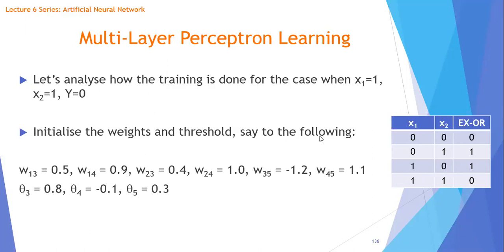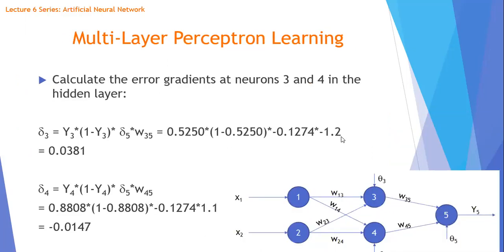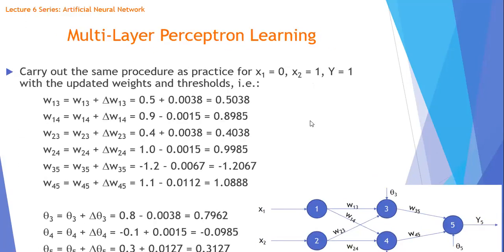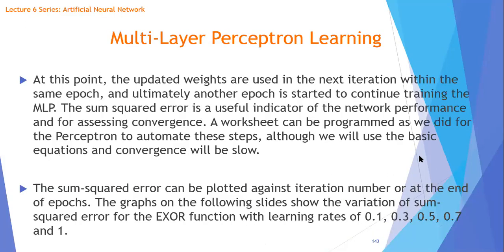So as an exercise, you can work this one out on your own. Of course, you're going to use the updated weights now. So at this point, the updated weights are used in the next iteration within the same epoch, and ultimately another epoch is started to continue training the MLP. The sum squared error is a useful indicator for network performance and to assess when you stop iterating.